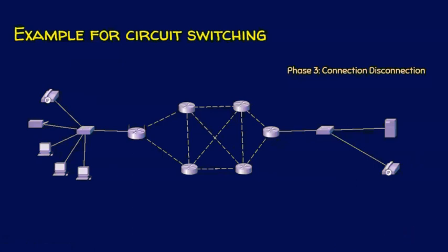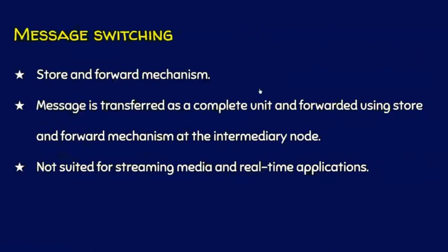Now we will see the second technique, message switching. In message switching, it uses a store and forward mechanism. It means the message is transferred as a complete unit, a single unit, and forwarded using the store and forward mechanism at the intermediary node. If you don't understand this, just wait for my example. Suppose the sender wants to send big data, and this big data cannot be transferred in a single stretch, so it is broken into individual entities or pieces, and each of these pieces is transmitted to the intermediary node.